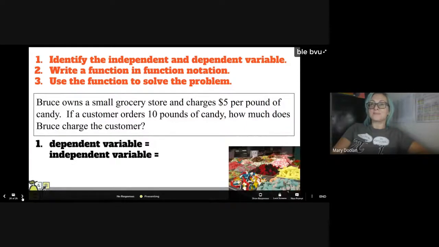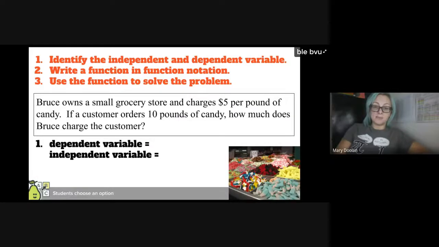All right, this one you guys are going to do through Pear Deck. Again, we're going to go through the same 3 parts. We're going to identify independent and dependent variables on this slide. Next slide, we're going to write a function in function notation. And the last one, we're going to use a function to solve the problem. So our situation is Bruce owns a small grocery store and charges $5 per pound of candy. If a customer orders 10 pounds of candy, how much does Bruce charge the customer?